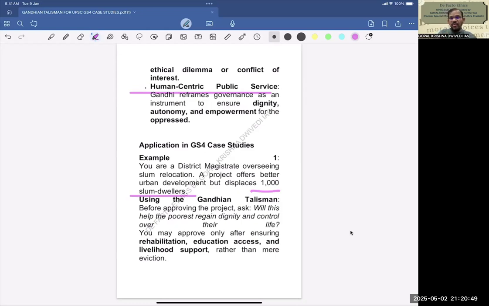Here, before approving the project, you apply what the Gandhian talisman says: you think of the poorest of the poor. You have to ask, will this help the poorest regain dignity and control over their lives? Accordingly, you may approve it only after ensuring rehabilitation. Proper rehabilitation has to be there: education access, livelihood support, rather than mere eviction. They have to be evicted anyway, but unless these are arranged, you will not go for eviction and you will not approve this project. This is what the Gandhian talisman says as far as this case study is concerned.